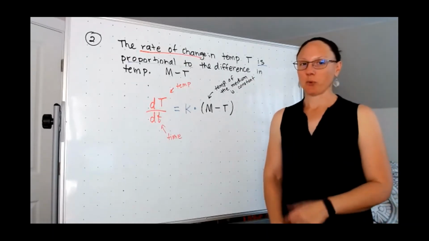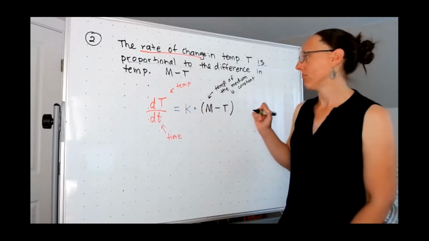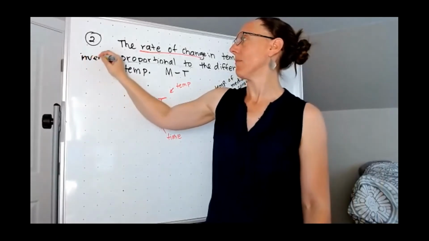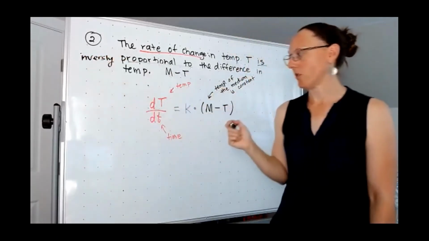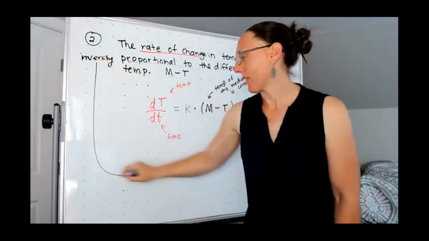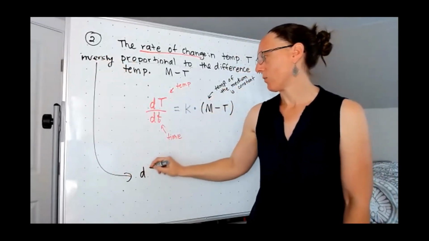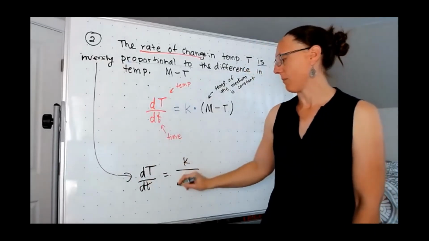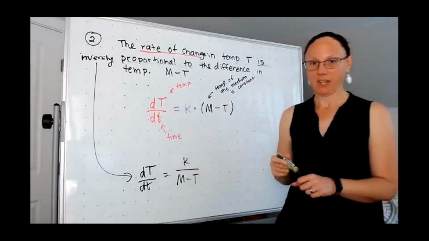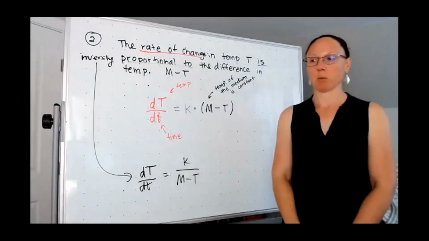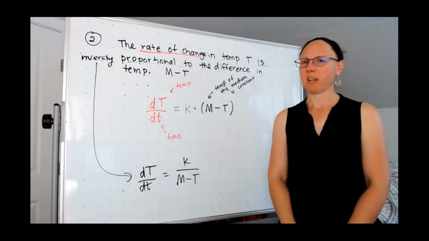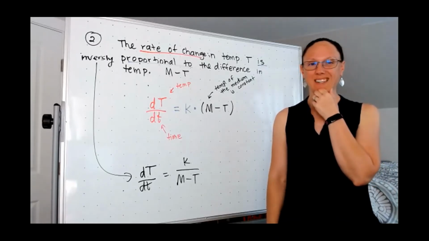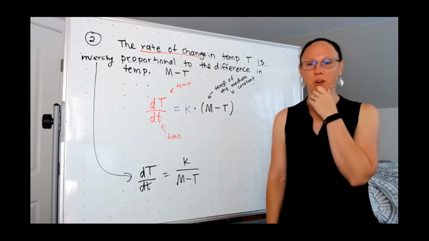The constant would also be there if this said inversely proportional to. If that were the case, then this equation would say dT/dt is equal to a constant divided by M minus T. That's what it would look like if it said inversely proportional to. By the way, I don't think I've seen Professor Chaudhuri do one that said inversely proportional to. I could be wrong. I might have missed it.